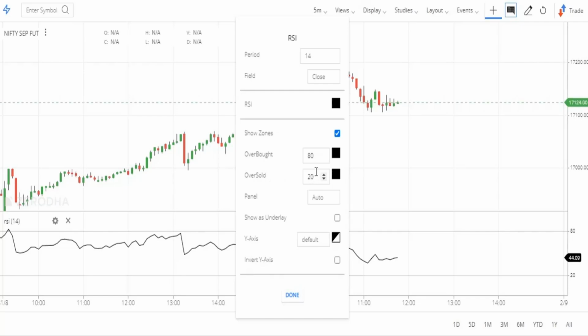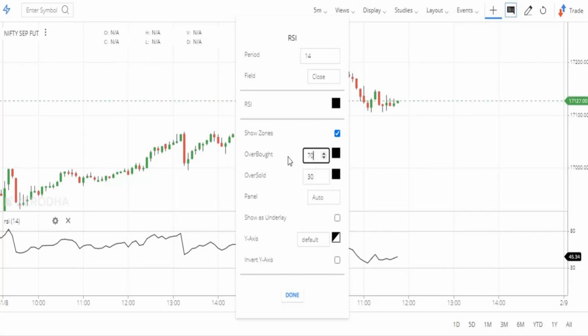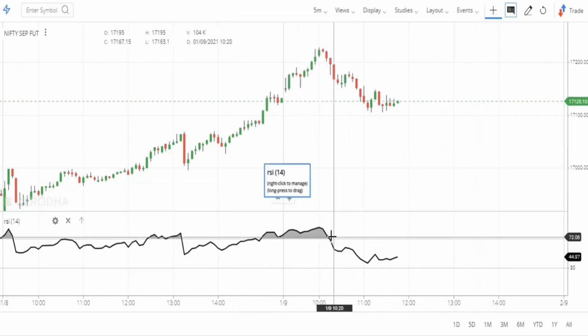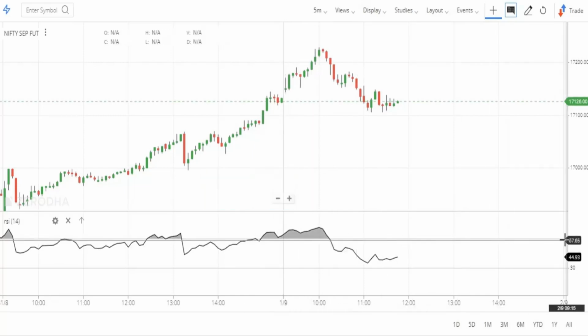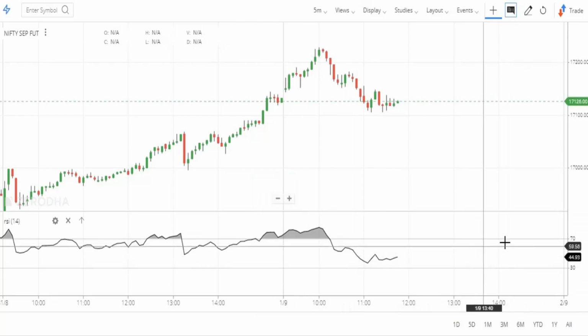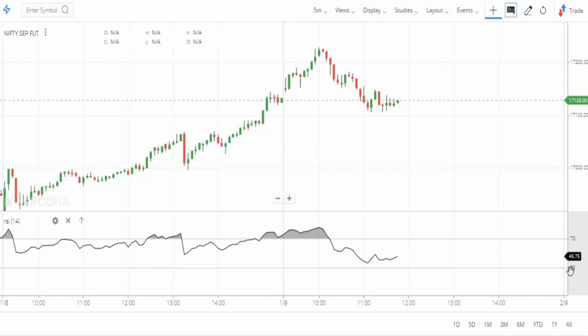I want to change these settings. I want you guys to change those settings as well. From 80-20, let's make it 30 and 70. Now, as you can see over here, the oversold and overbought zones. The 70 level is the overbought zone, the 30 level is the oversold zone.